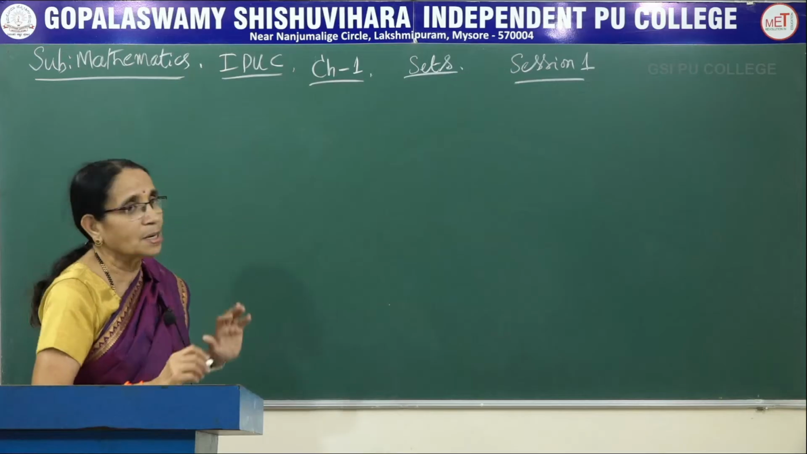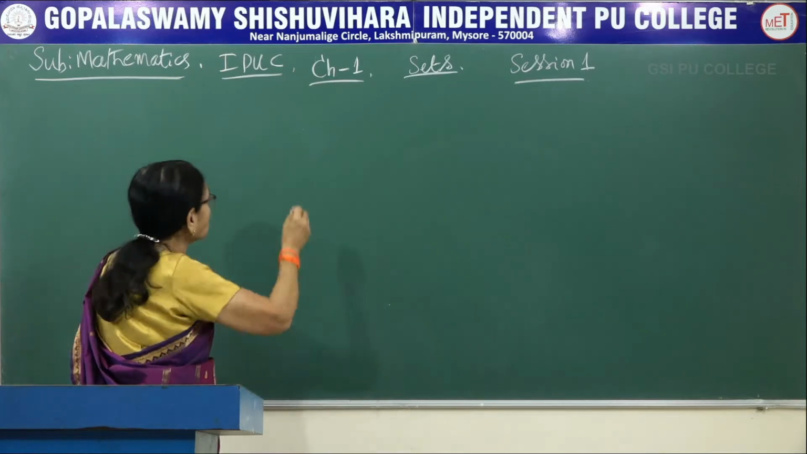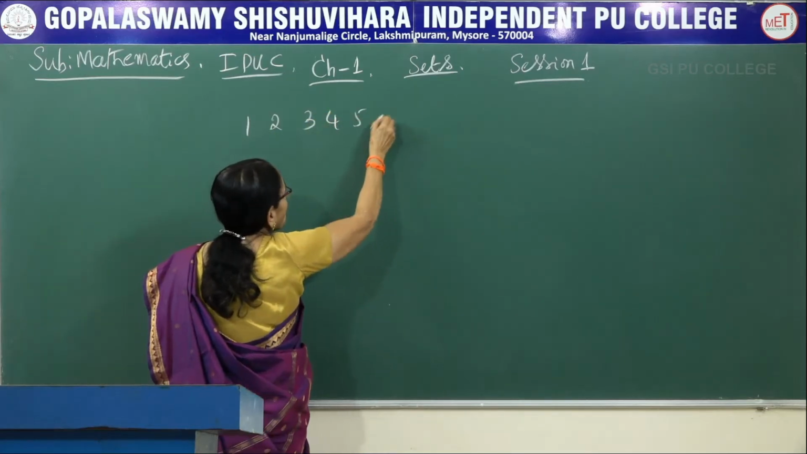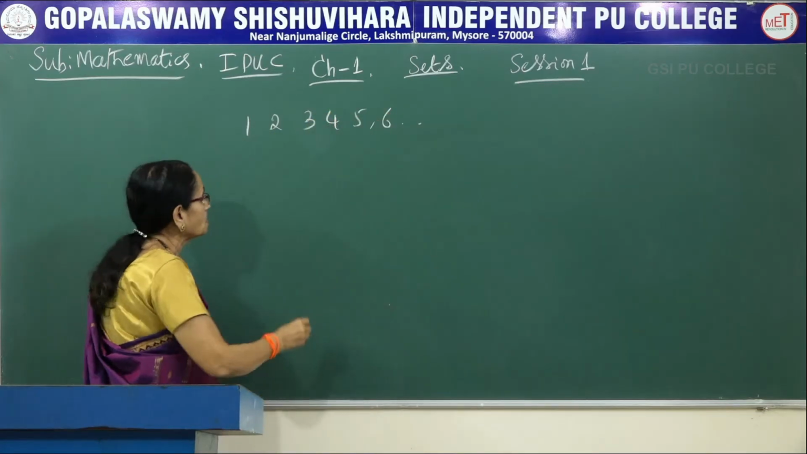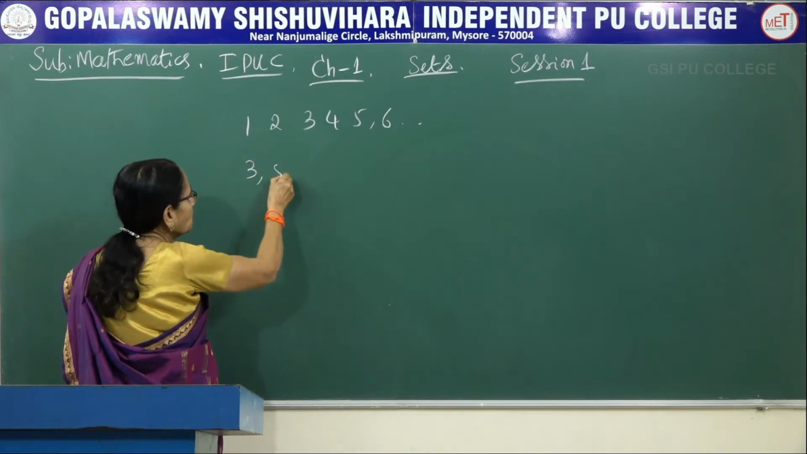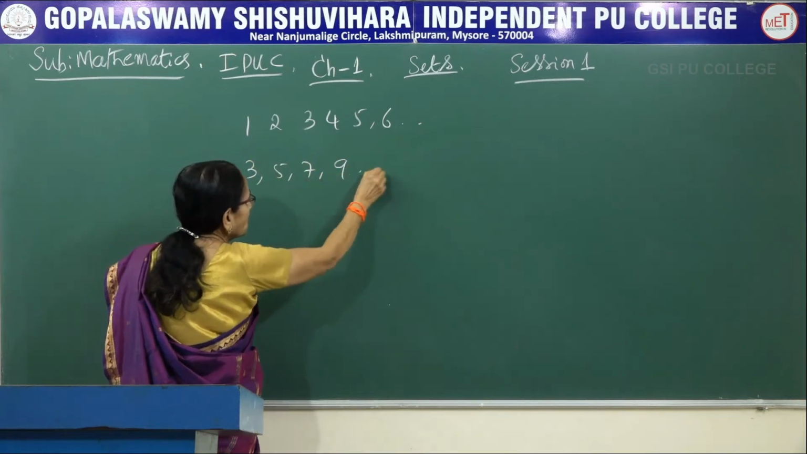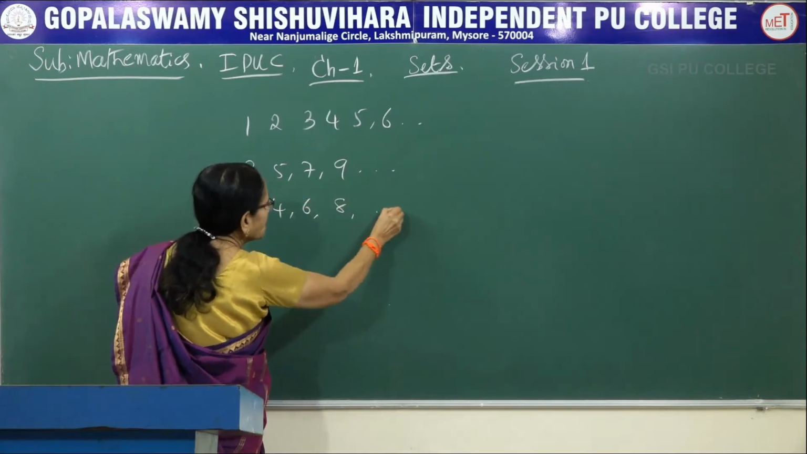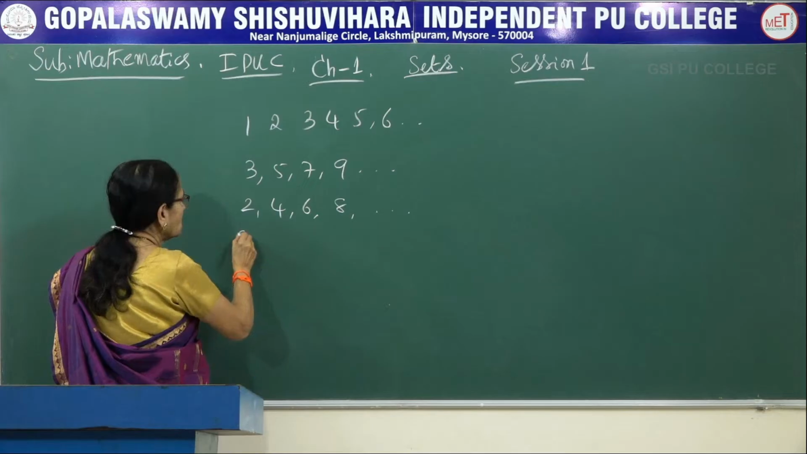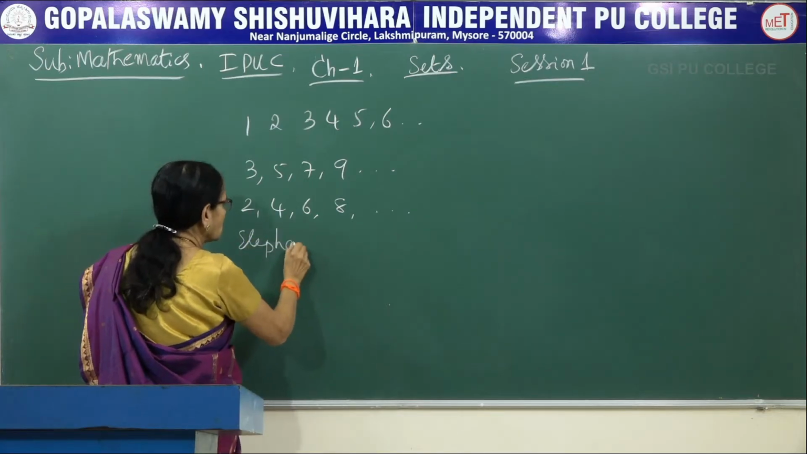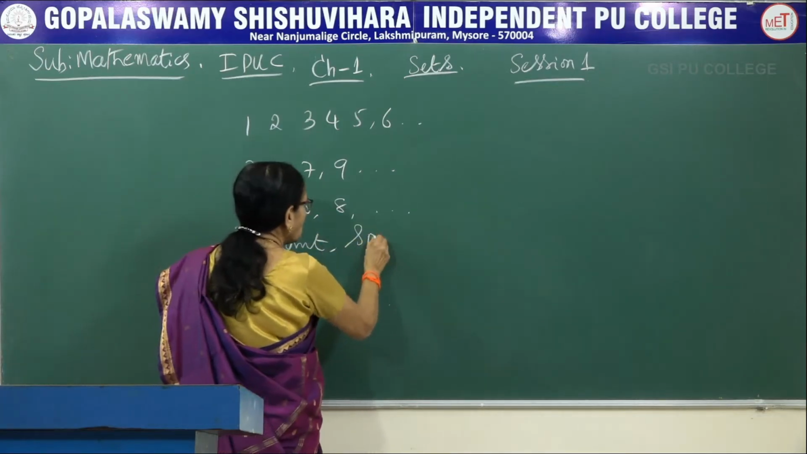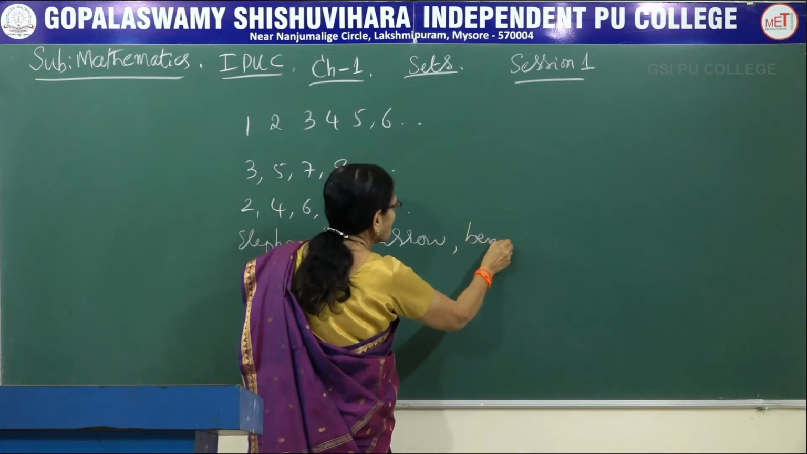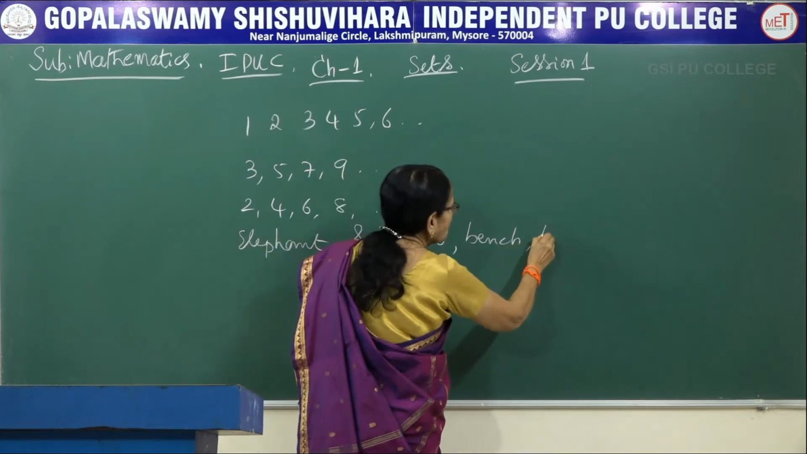I will give you some collections. Now, let me take the first collection. Say 1, 2, 3, 4, 5, 6, etc. Now, 3, 5, 7, 9, etc. 2, 4, 6, 8, etc. Now, elephant, sparrow, bench, pencil.